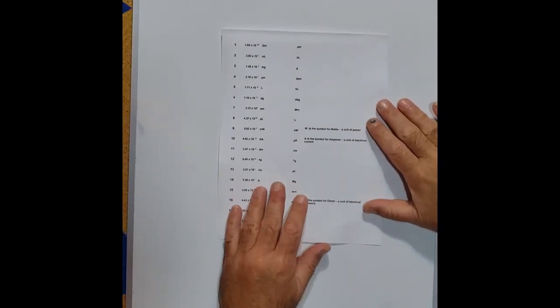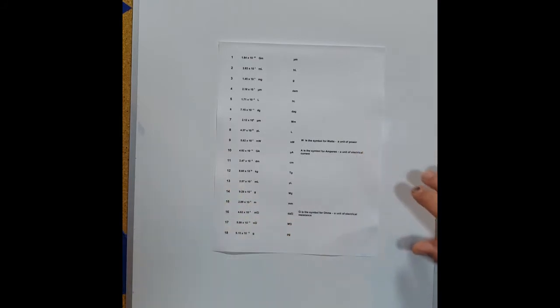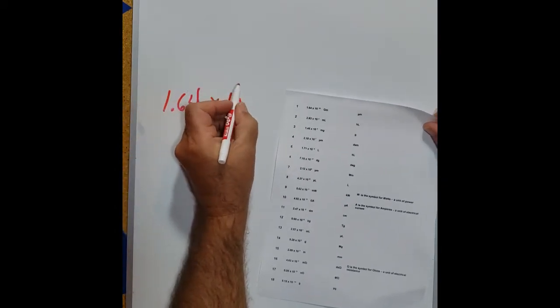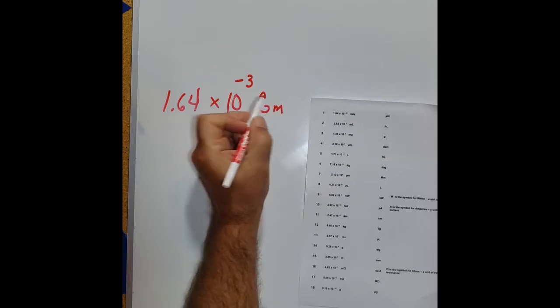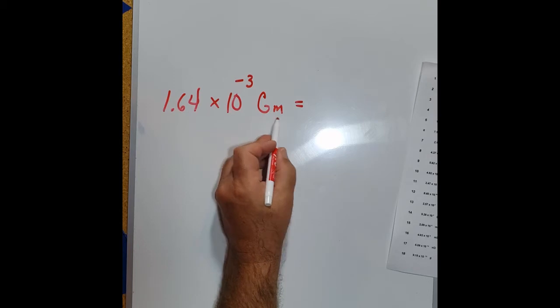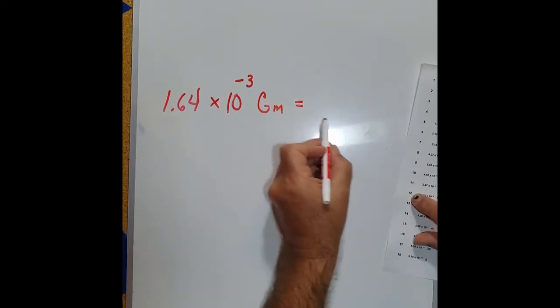All right, boys and girls, I am going to go ahead and do problem number 1 for you on today's homework. Let me write this down. It's 1.64 times 10 to the negative 3 power, and that's big G, little m, which stands for gigameters. Giga is the prefix. M stands for the unit that we're measuring. In this case, m is meters. That's length, measurement of length or distance.